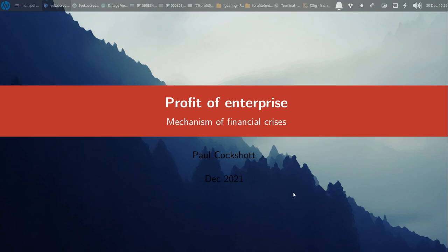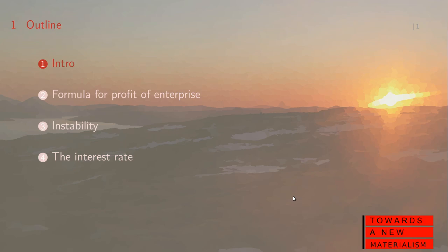This is covered in volume 3 of Capital, but it's sections that people probably don't always pay that much attention to. So I'm going to explain methods of calculating the rate of profit, give you the formula for profit of enterprise, show why this leads to instability, and how this interacts with the interest rate.